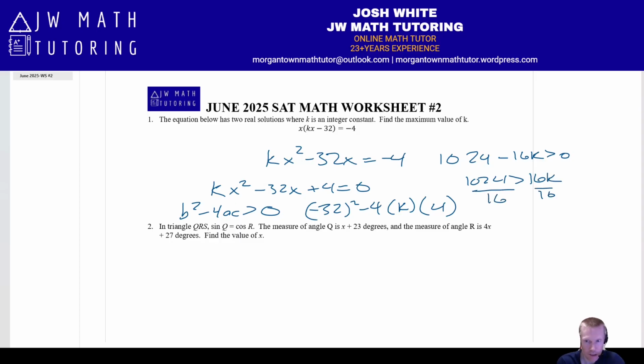Go ahead and divide this out, and you should get 64 is greater than k, or, in other words, k is less than 64. Now, if k was equal to 64, then this expression would be equal to 0, which means there would be exactly one real solution. So the maximum value of k is not going to be 64, but it's going to be the next integer down, because they tell us in the problem that k is an integer. Therefore, the correct answer that you would submit, the maximum value for k, is 63.